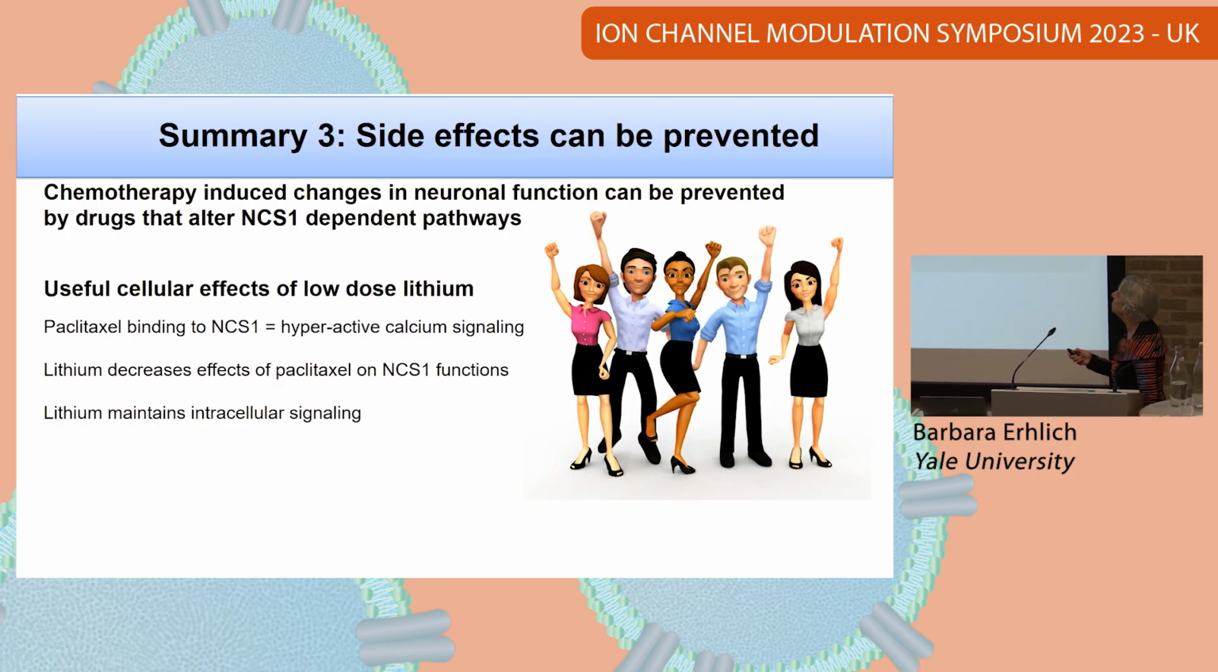All right, so, summary. We think that chemotherapy induces change in neurons, and we can prevent it. We believe it's through this NCS1 pathway. We think there are useful effects of this low dose. Essentially, it's a low dose. You only have to have the lithium on board when the paclitaxel is given. So for a breast cancer patient who gets paclitaxel once a week, you need one injection of lithium. So you get about 10 times less lithium than a bipolar patient. So paclitaxel binding to NCS1 makes hyperactive calcium signaling, decreases the effect of paclitaxel on functions, and maintains intracellular signaling.